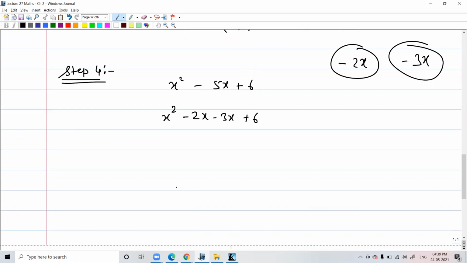Okay. Now, next, what do we do? Take these two pairs and tell me what will happen. What can I take common from these two? Is there any coefficient which is common for both of them? There is a 2 here, there is a 1 here. So the coefficient is not common. Look at the variable. What can I take? I can take x common.